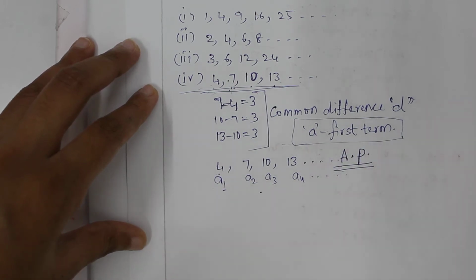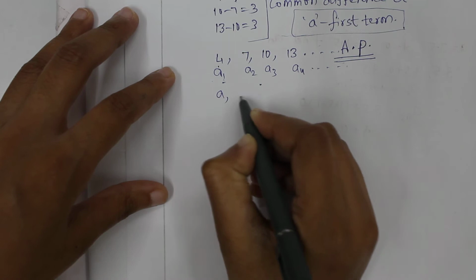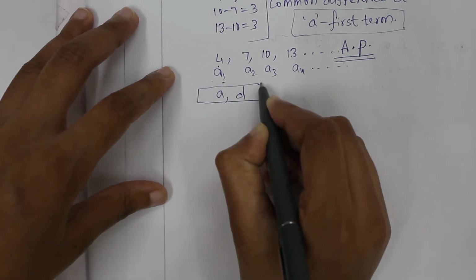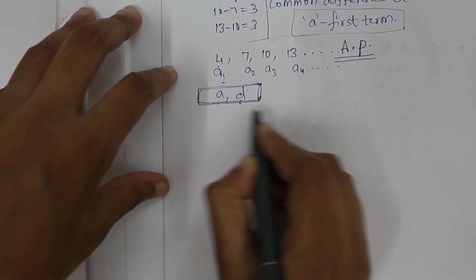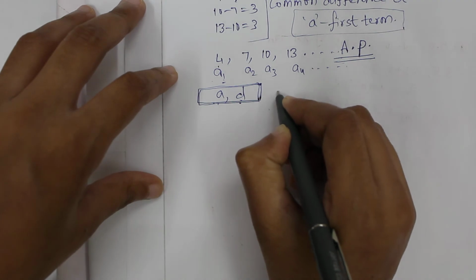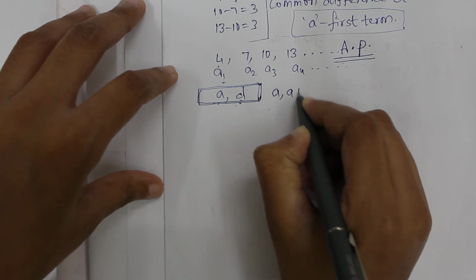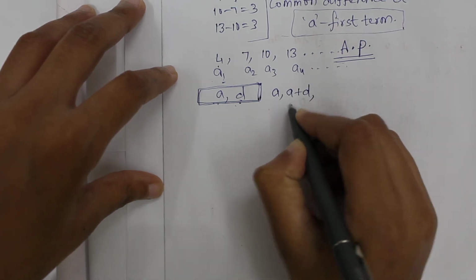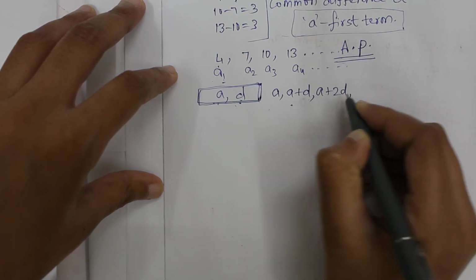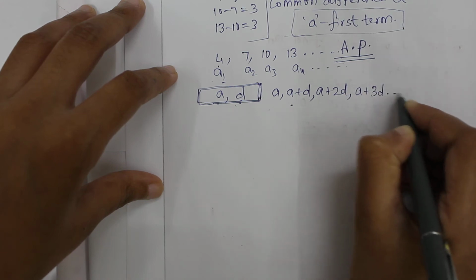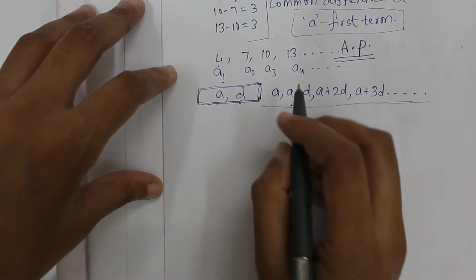Now I have the values of A and D, right? I have A and D. Can I write the series now? Can I write the arithmetic progression using A and D? Yes, I can write the series. How does the series look like? Let's look at this. It starts with A and D is added to A to get the second term, A plus D, and then we will add plus D to the second term to get the third term, that becomes A plus 2D, and then plus D becomes A plus 3D and it goes on. So this is how the series looks like given A and D values.